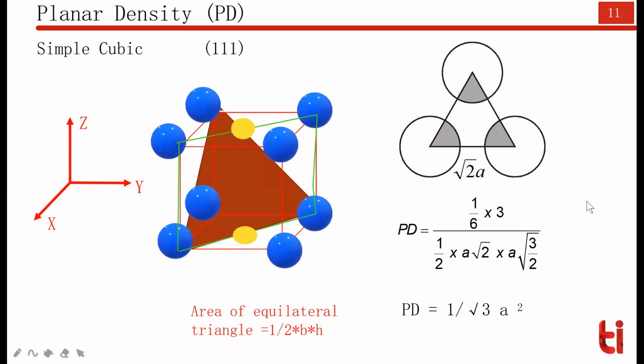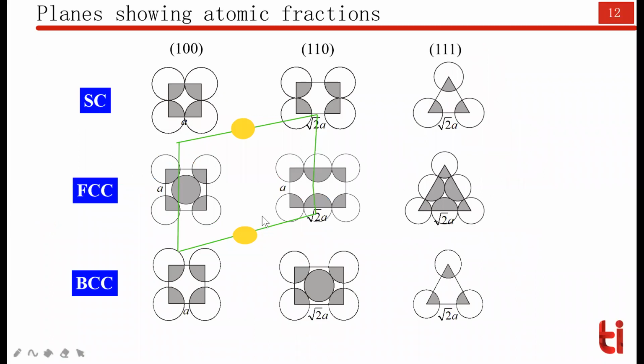I am going back to the 2D version now. So our plane is something like this, where you have 4 corner atoms and 2 face atoms. So if you carefully look at the contributions from the corner, it is 1/4, and there are 4 such atoms. So effective contribution from the corners is again 1.